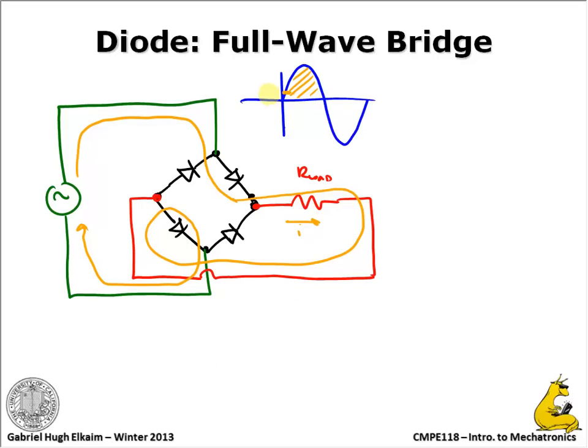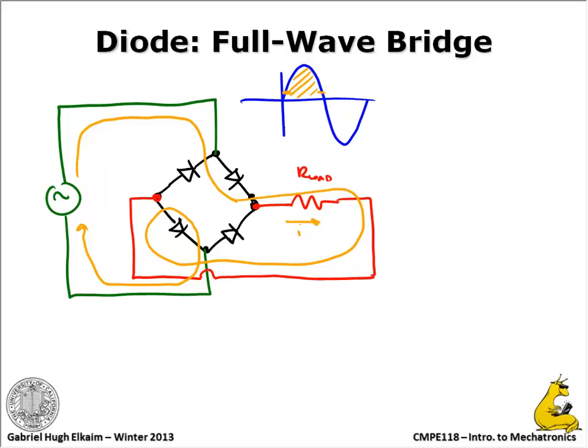So the first 1.2 volts that this goes up, I get nothing. And the last. So under 1.2 volts, I get nothing out of it. But anything above 1.2 volts, I get it going this way.